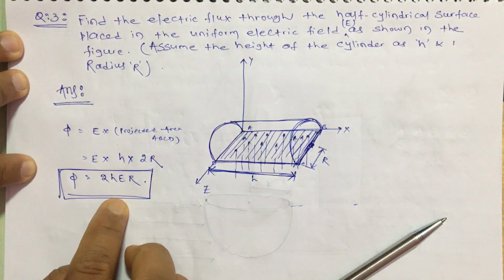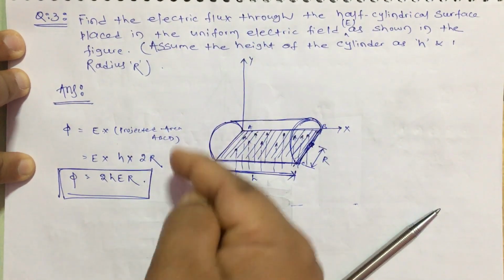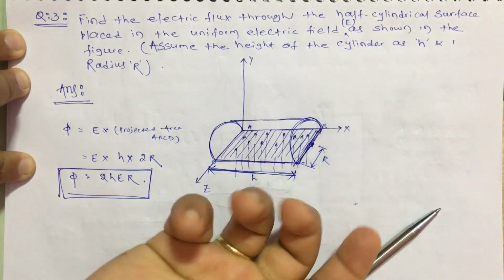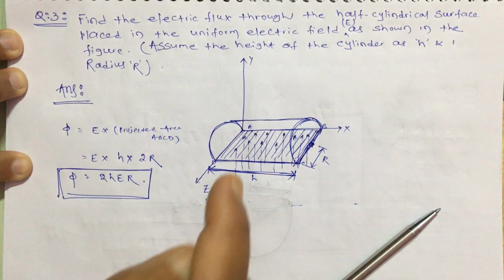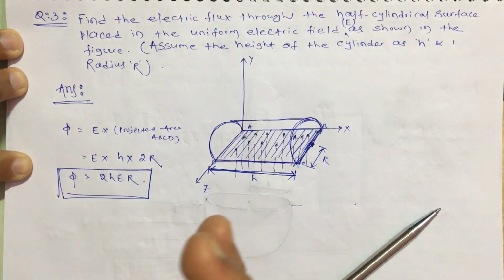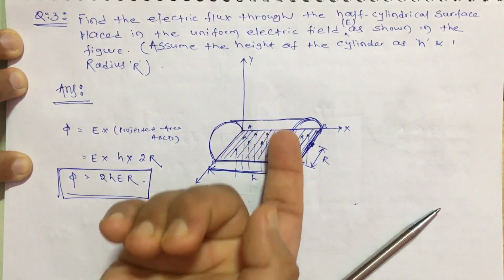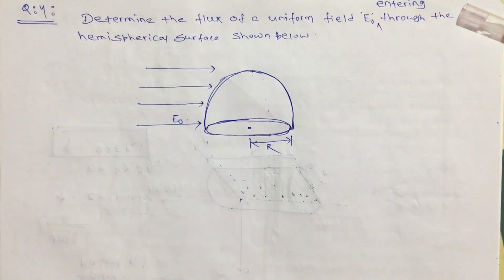And remember, it will never ask what is the flux through this flat surface, it will always ask what is the flux through the curved surface, but in that case you have to keep in mind that the flux coming out through this curved surface is exactly the same as the flux entering this flat surface. Okay. Now this is the next question.